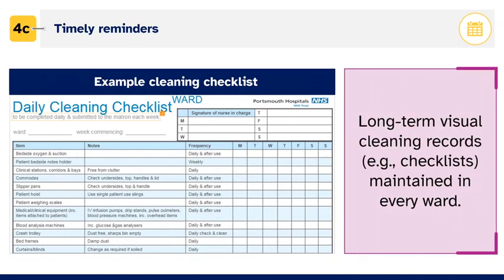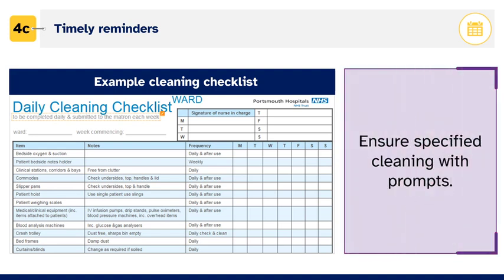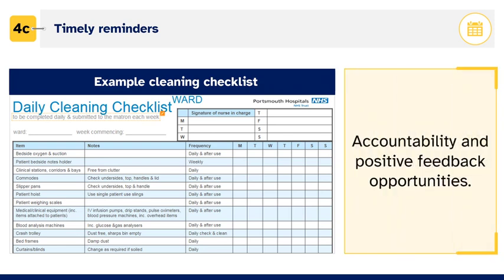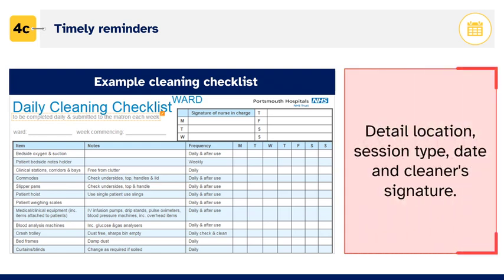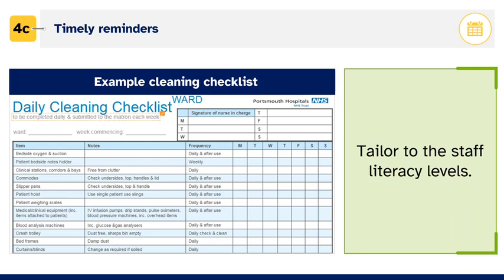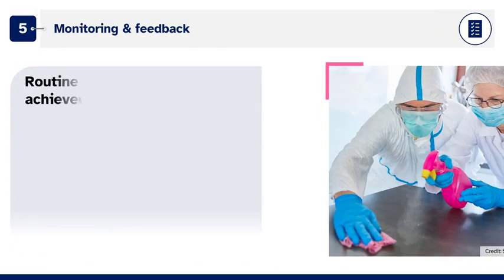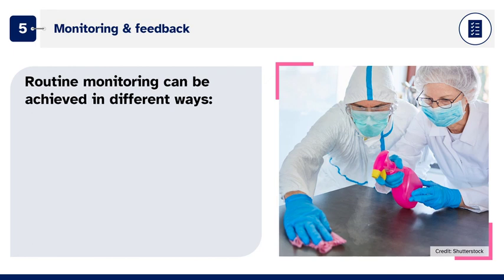In addition to schedules and SOPs, visual cleaning records like checklists, maintained in each ward and backed by an SOP, should be available. These records encourage adherence to cleaning policies, provide reminders for consistency, enable task tracking for accountability, and provide a basis for feedback to cleaning staff. They detail the cleaning location, session type, date, and the cleaner's identity, tailored to the staff's literacy levels and placed prominently for easy monitoring. How do you monitor that cleaning is happening correctly and sufficiently?